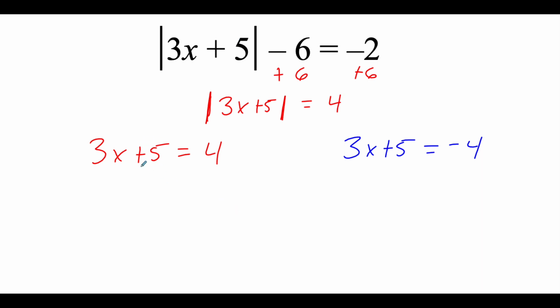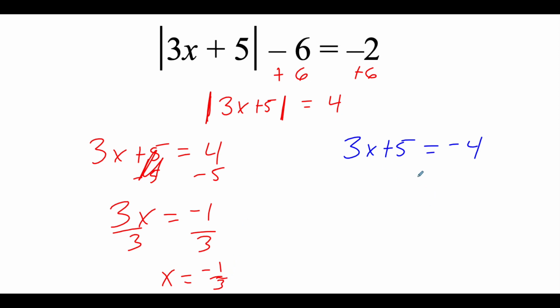So if I start with this equation in red, to get rid of that +5, I'm going to have to subtract 5 on both sides. So I get 3x equals -1. Now I need to divide both sides by that 3. So my first answer is x equals -1/3.